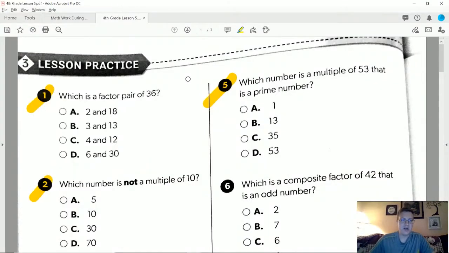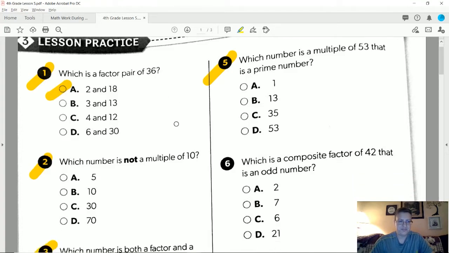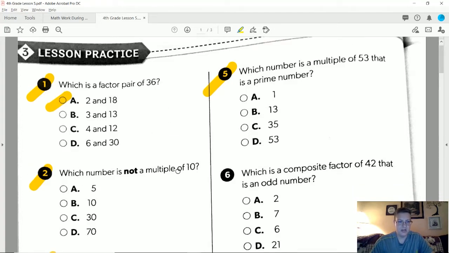All right, so let's go ahead and take a look at our problems. Today we were working with factors and multiples. Number one, what is a factor pair of 36? So two numbers that I can multiply together to get 36. Of my options here, only letter A is a correct answer. Number two, which is not a multiple of 10, which means I cannot count by 10 to get to this number. That would be letter A, 5.